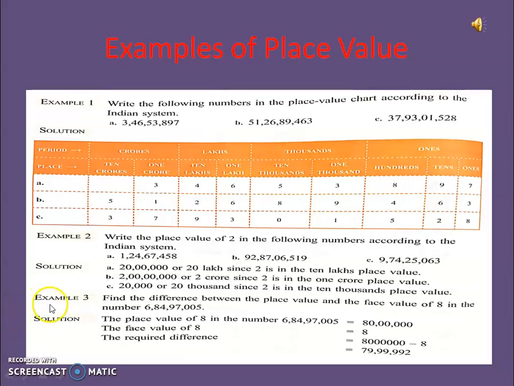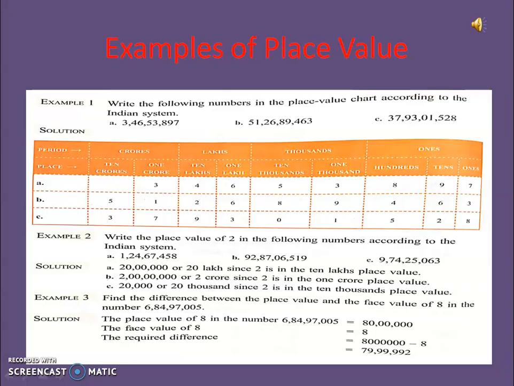Now let's move to example number 3. That is, find the difference between the place value and the face value of 8 in the number 6 crore 84 lakhs 97,005. Okay. So here we have to find out the place value of 8, and then we have to find out the face value of 8, and in last we have to find out the difference of these two values. Okay. So first we will start from place value of 8.